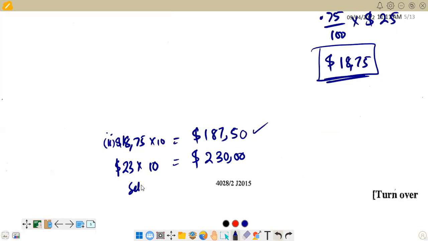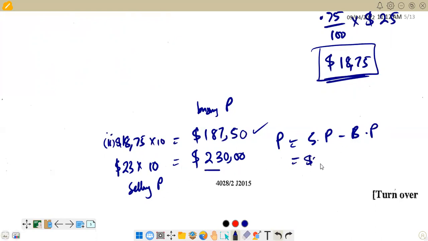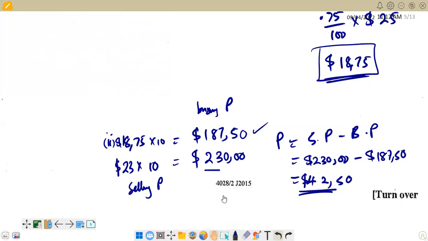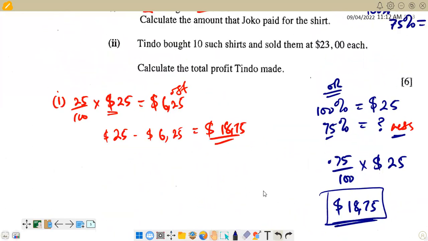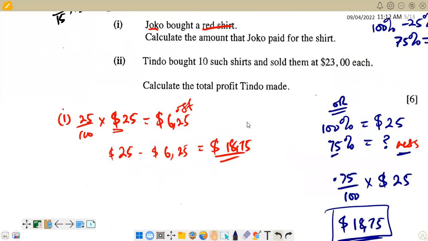So this is your selling price, and this is your buying price. So what is going to be our profit? Remember, our profit is going to be the selling price minus the buying price, okay? So our selling price in this case is the $230 minus the buying price, which is 187.50. Okay, so that becomes your profit now. So the profit is going to be, if you subtract properly, $42.50. So that is the profit that was made by Tindo, the total profit. Take note here, the question is asking for the total profit, not the profit of one share.